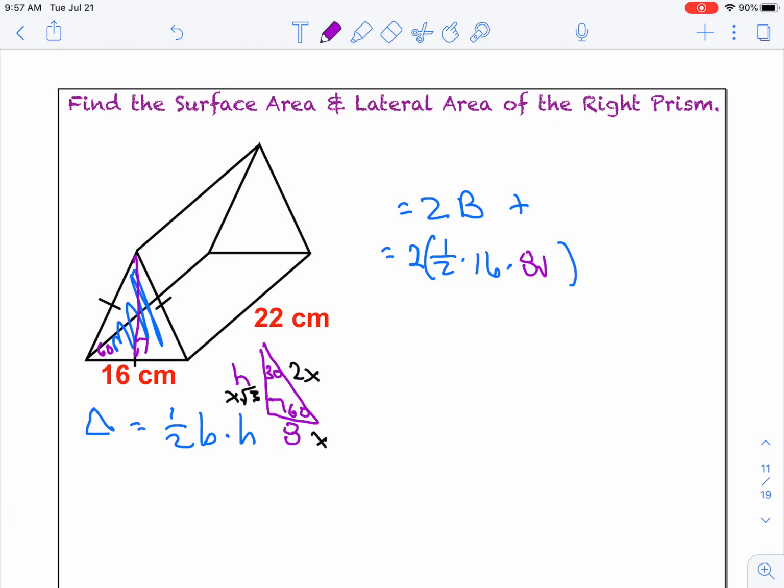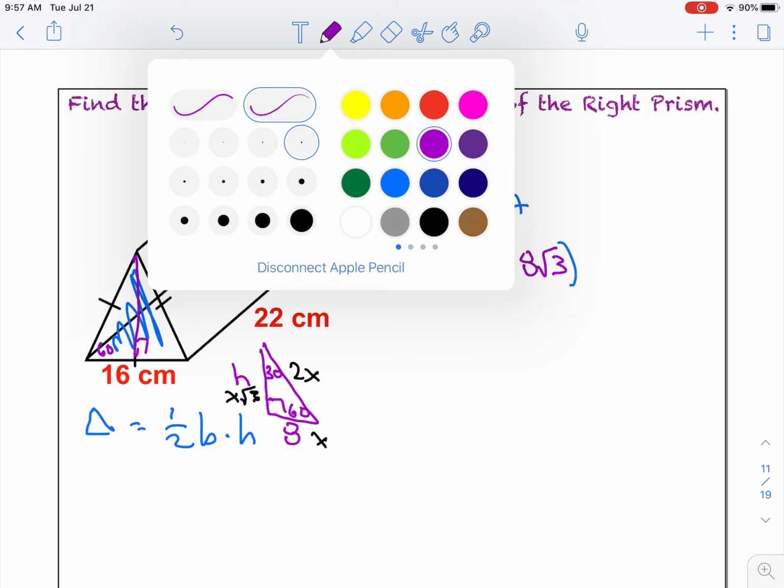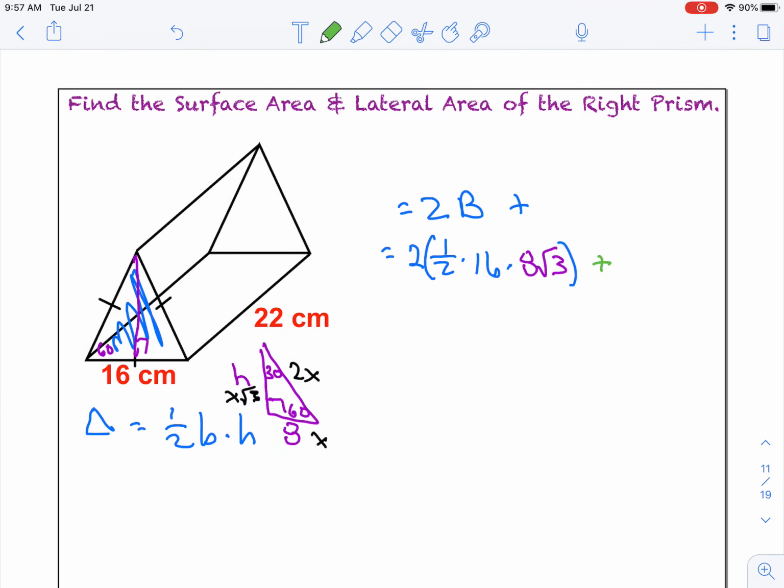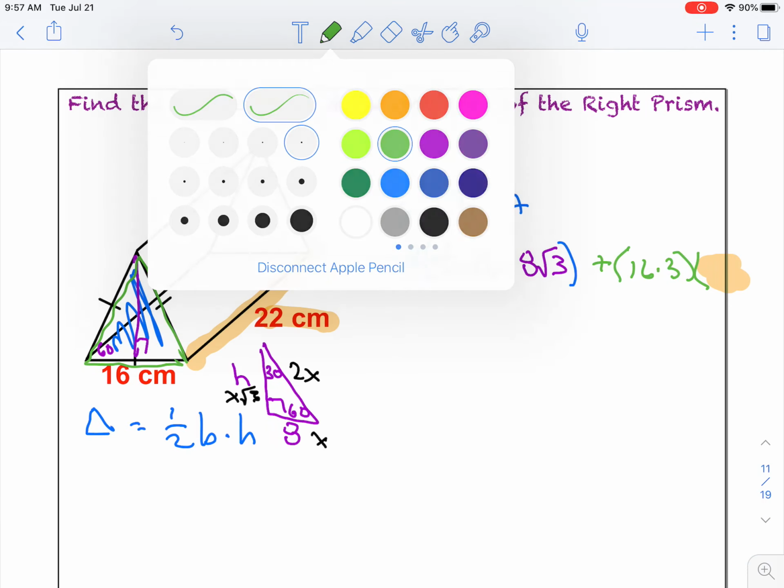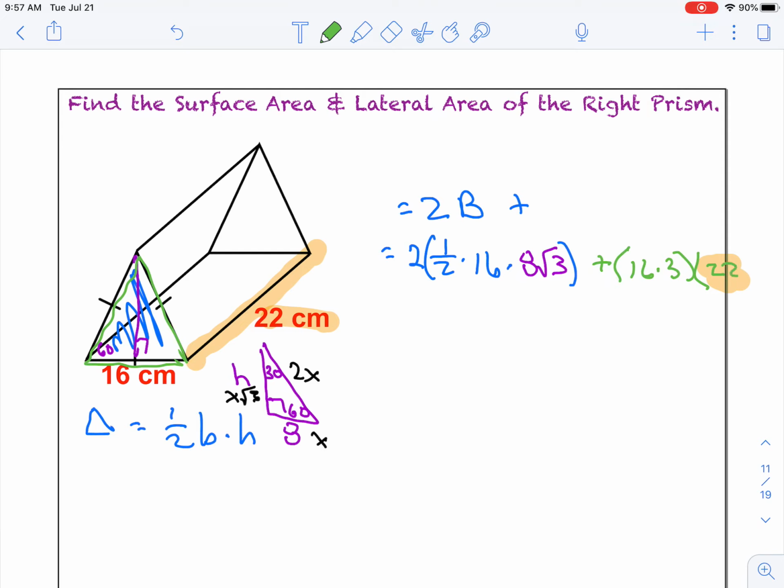So 8 root 3. We're going to have to keep using those, or you could use your trig ratios there as well. Now let's work on the perimeter of the base. Well, the perimeter of the base is 16 times 3. So you have the perimeter of the base, 16 times 3, times the height, which is the height of the prism, which is 22.